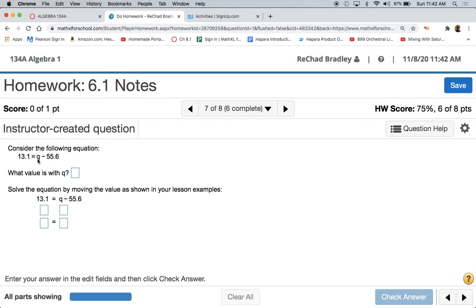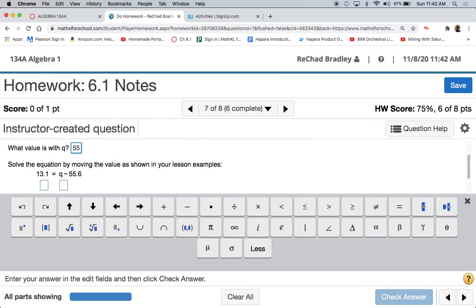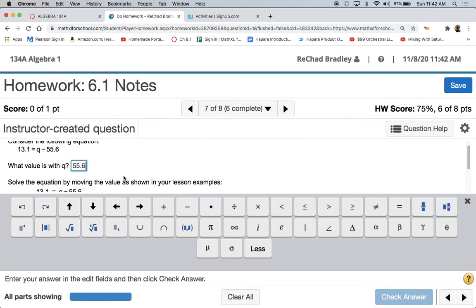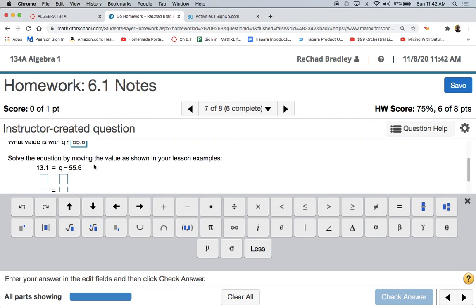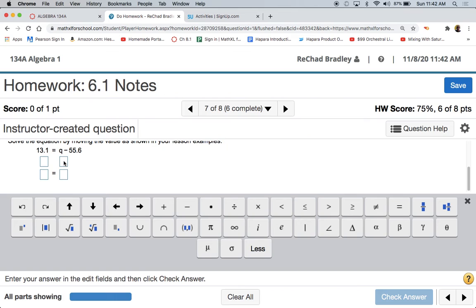Again, what values with Q? Notice that I typed not negative 55.6. I'll just show you that it'll mark you wrong by doing this. But it should be negative 55.6 because it's negative. But again, I'm going to show you why that marks you wrong, or at least prove to you that it marks you wrong. In order to move this, we will add 55.6 because it's negative. It's being subtracted. So we put plus 55.6 on both sides.